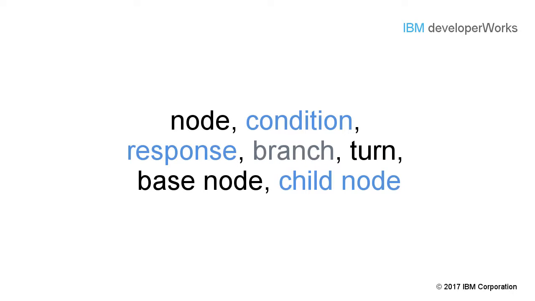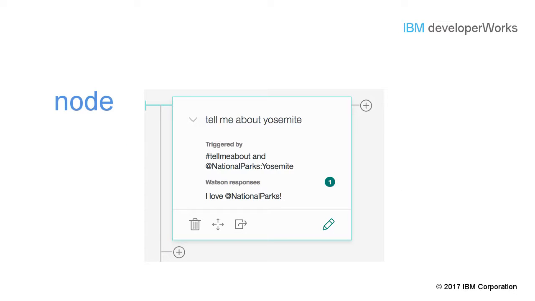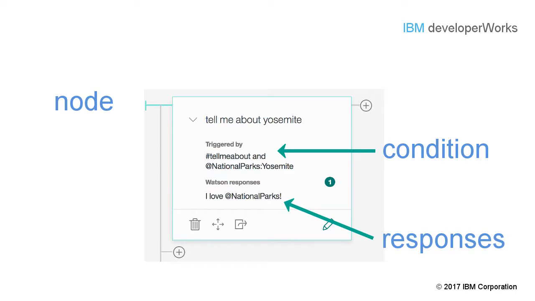There's quite a bit of terminology that we'll need to learn. We've already touched on some of it with conditions and responses. We'll revisit those, but we'll also look at nodes, branches, turns, base nodes, child nodes, and peer nodes. A node represents a single interaction in the conversation. A node is triggered when its condition is met, and when it's triggered, it provides any associated responses.